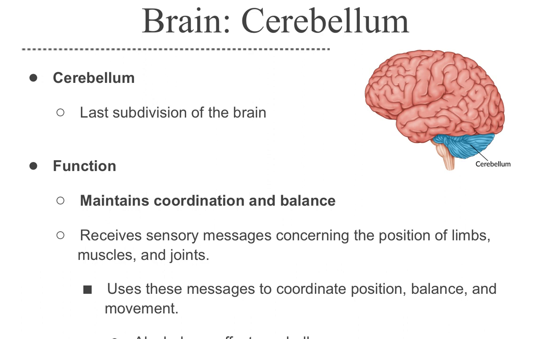The cerebellum is the last subdivision of the brain. It maintains coordination and balance, our physical skeletal muscle movement. So it's going to receive those sensory messages: it's hot, it's cold, something sharp, it hurts even, but also things feel good, or that's soft, or that's rough, and it will send a message back on how to position limbs and any reactions we need to make based on these sensory messages that we're receiving.